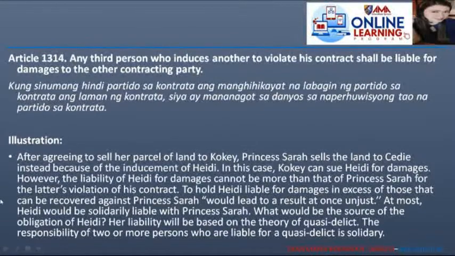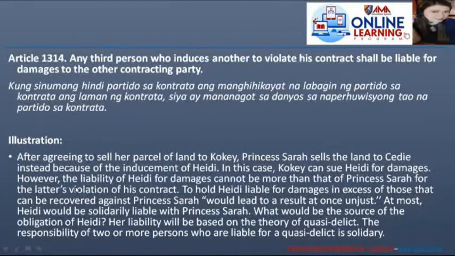Kasuhan niya si Heidi. However, the liability of Heidi for damages cannot be more than that of Princess Sarah for the latter's violation of her contract. So, hindi po pwede na mas mataas pa, mas malaki pa ang babayaran ni Heidi, no, kaysa kay Princess Sarah. Kasi mananagot din dito si Sarah. Naalala nyo, breach of contract ito.